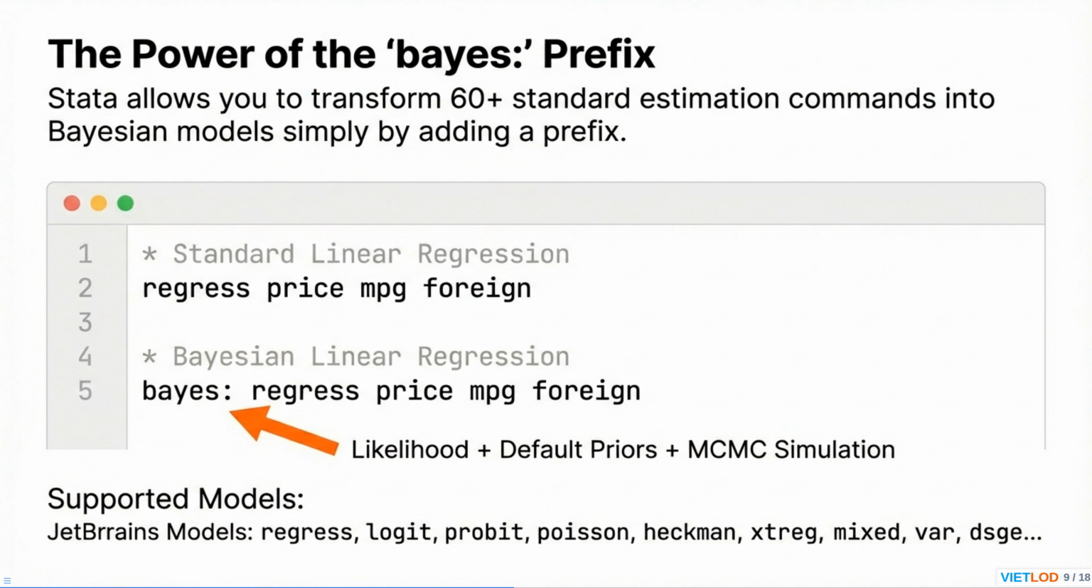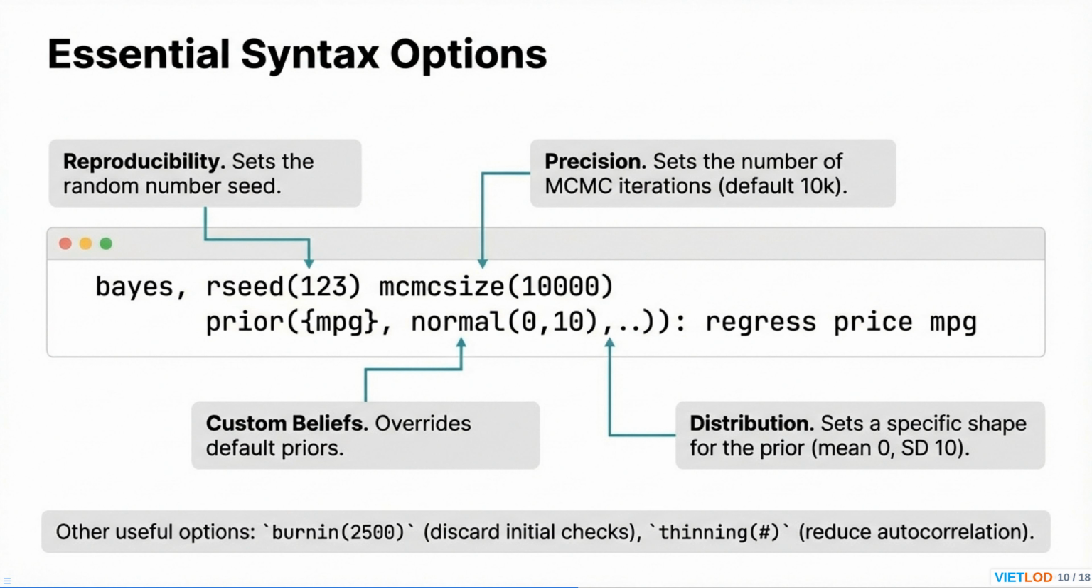When you use this prefix, Stata automatically combines the likelihood function from the underlying command with default non-informative priors, and then employs Markov chain Monte Carlo simulation to estimate the posterior distribution. This powerful and versatile prefix works for an extensive range of models, including logit, probit, Poisson, panel data models like xtreg, multilevel models with mixed, and even time series models such as VAR. While these defaults are convenient, you'll often want more control over the estimation process. Let's look at some essential syntax options to customize your Bayesian analyses.